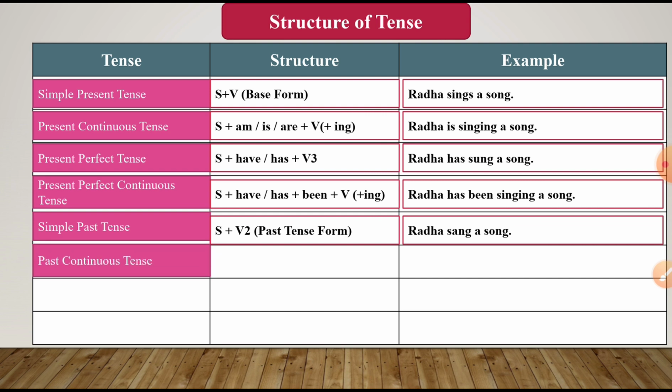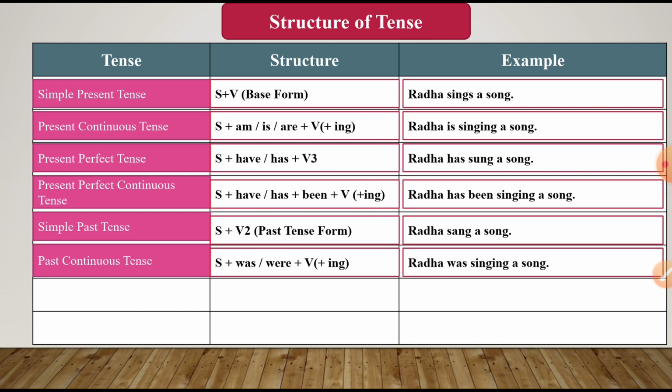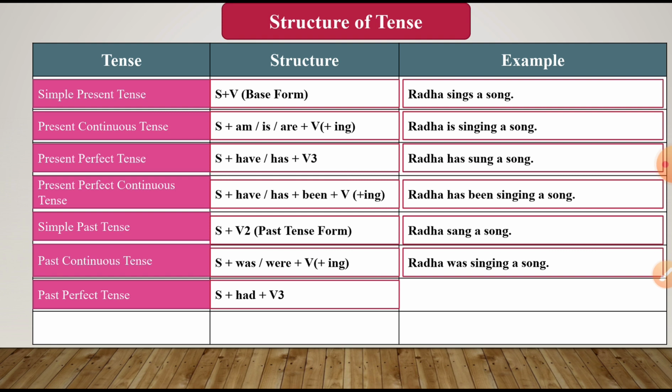Past continuous tense: subject plus was or were plus verb in ing form. Sentence: Radha was singing a song. So when the subject is singular, use was, and when the subject is plural, use were in past continuous tense. Past perfect tense. Structure: subject plus had plus V3. Radha had sung a song.